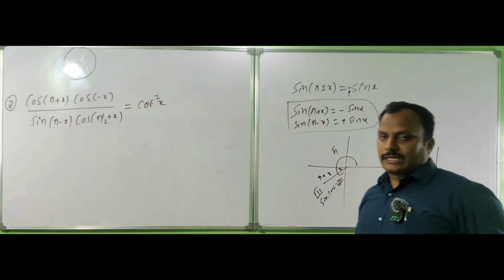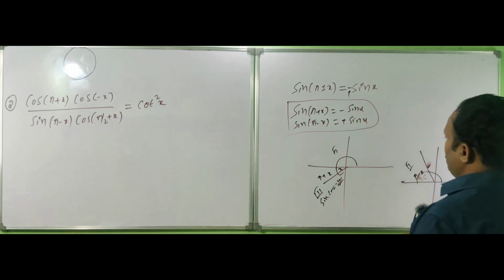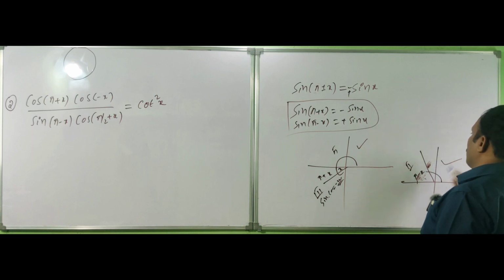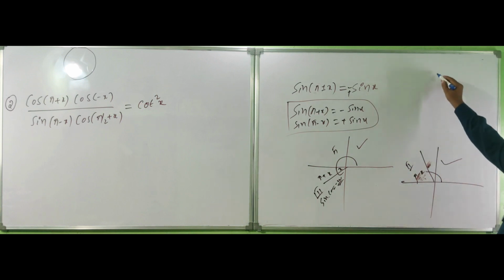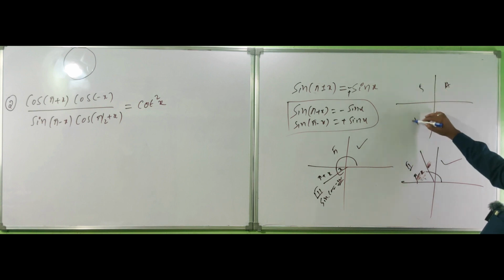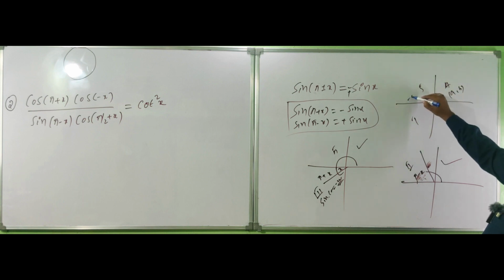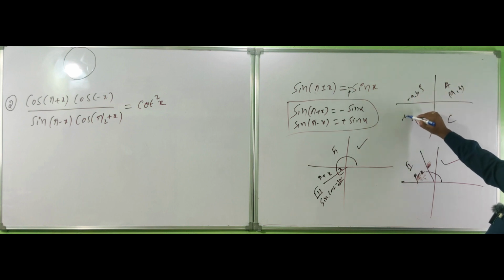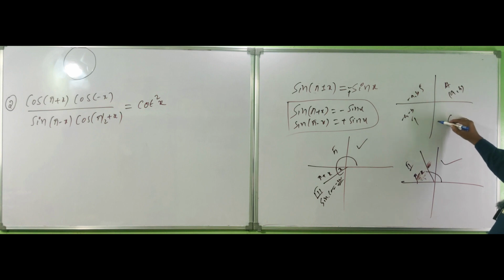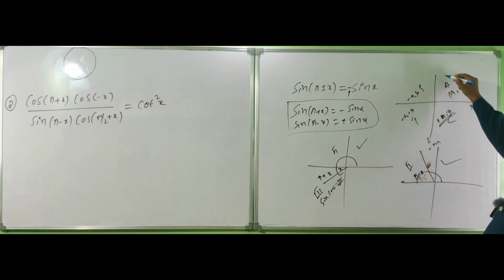Instead of remembering these formulas, the best thing, which takes 1 or 2 seconds, is to remember the diagram and the quadrants. You can remember the ASTC rule. Here A and B are positive, here is minus A and B, this becomes minus A and minus B, and this becomes plus A and minus B.